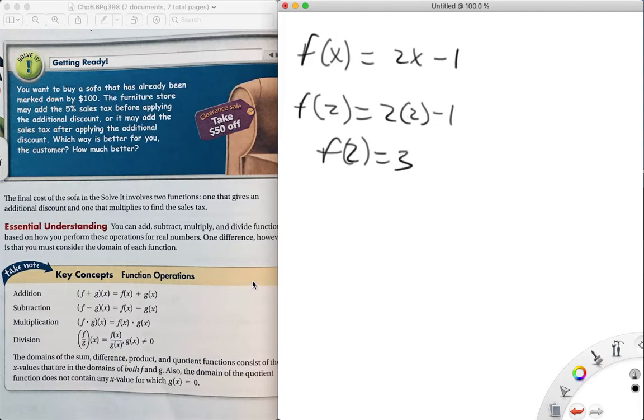So with function notation, we can do various things. We can add them, we can subtract them, we can divide them, and we can do something called composite functions, which is something you'll be doing quite a bit in pre-calculus and calculus.